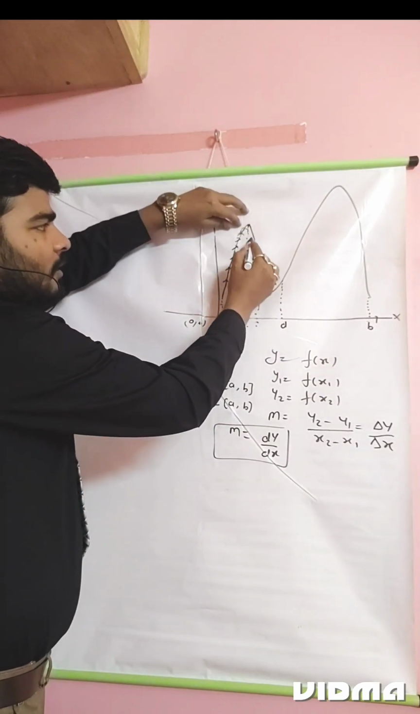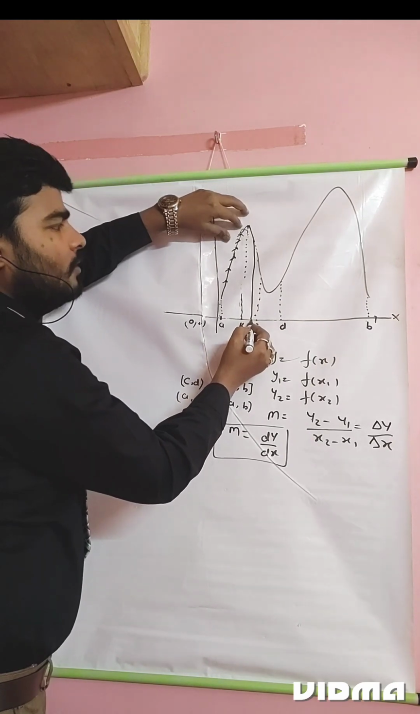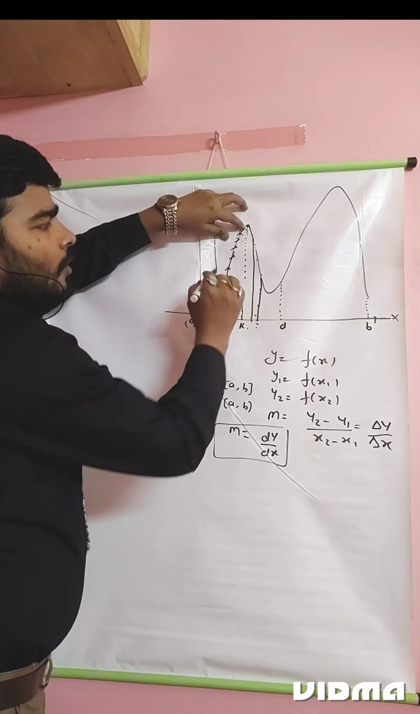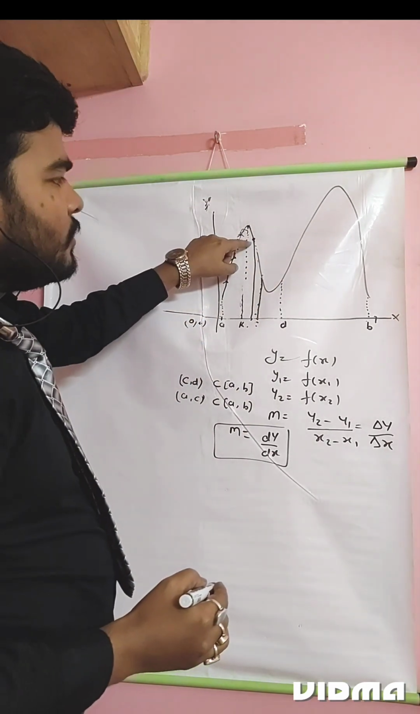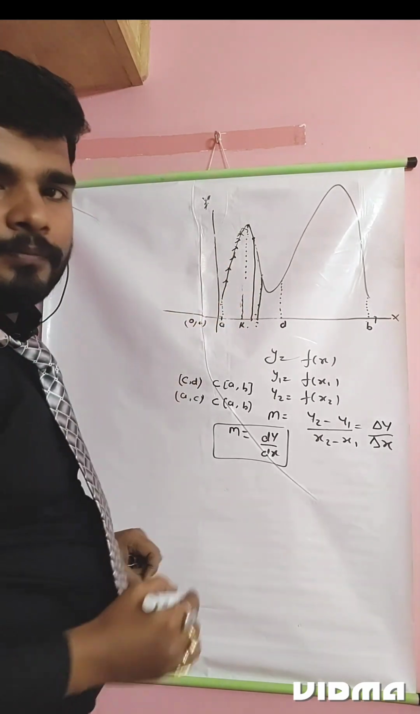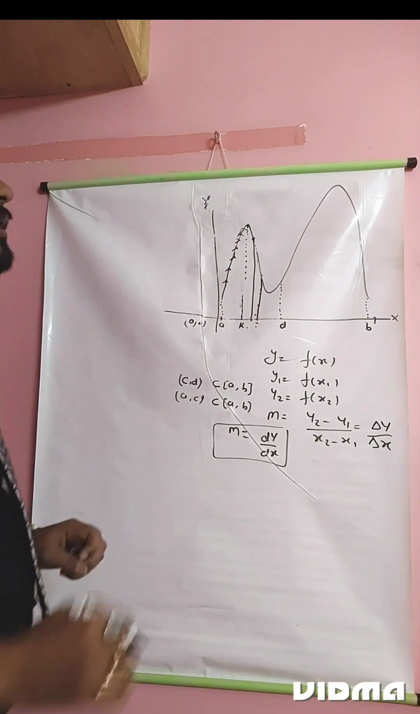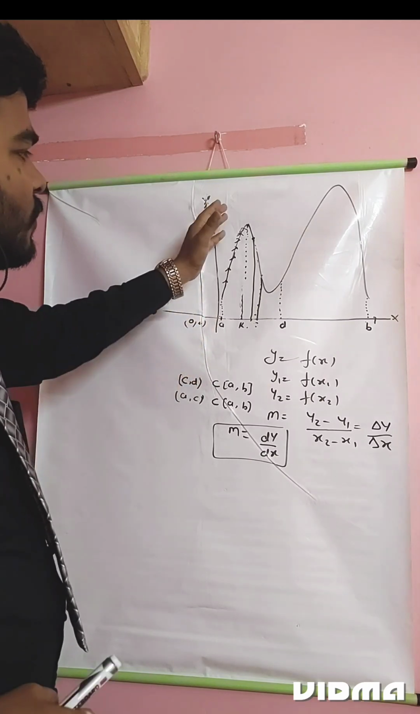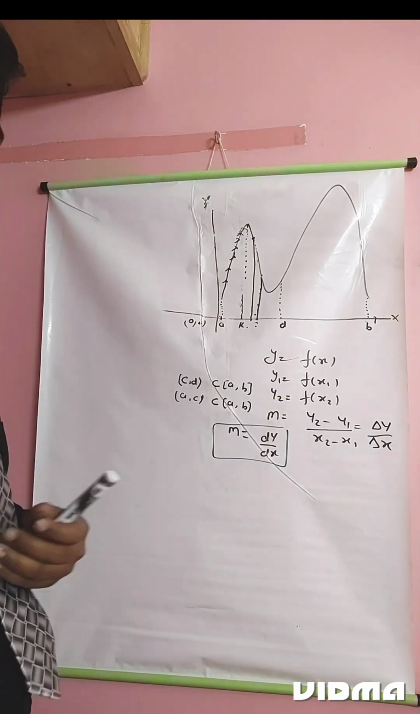Suppose that here the value of x is 1 and here the value of x is 2. At x equal to 1, y is more than when x is equal to 2. That means on increasing x, y is decreasing. This is the property of a decreasing function. And on increasing x, y is increasing. This is the property of an increasing function.